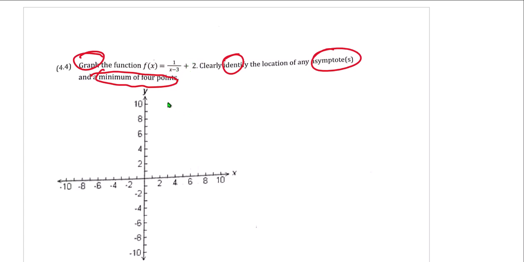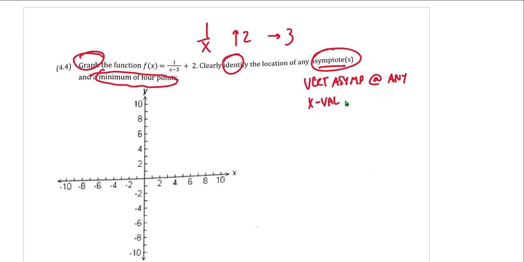But again, that's just looking very quickly at the graph and seeing what our parent function is, 1 over x, up 2, and we are also going to be going right 3. In terms of the asymptotes, remember that vertical asymptotes occur at any x value where the denominator equals 0. We will have them at any x value that makes the denominator equal 0.